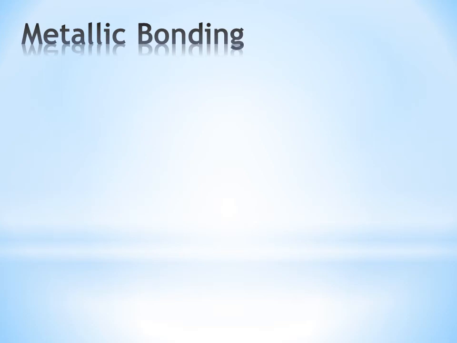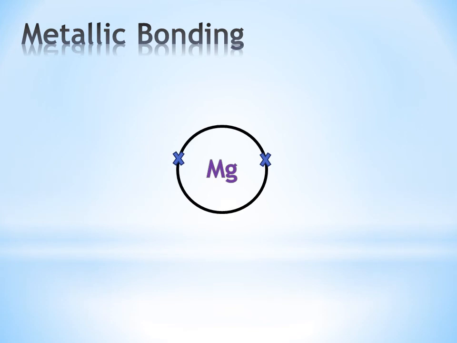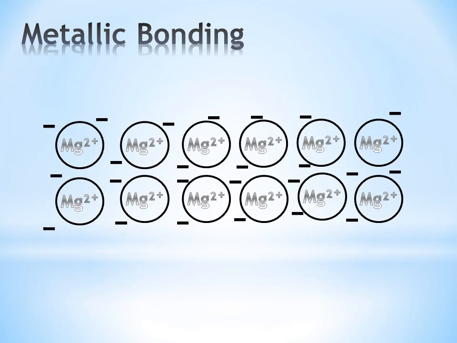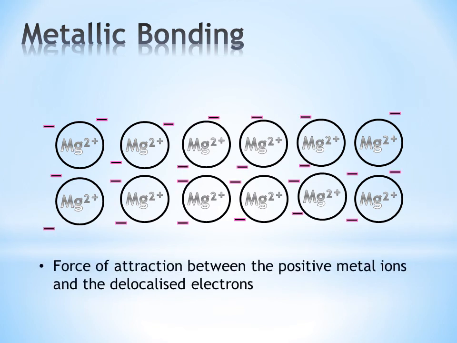Last of all, we have metallic bonding, which is slightly different to covalent and ionic bonding. If a metal such as magnesium doesn't have a non-metal present, it is able to lose its own 2 electrons to form a full outer shell, and then forms a magnesium 2+ ion. These electrons are delocalized throughout the structure. So we can say that a metallic bond is the strong attraction between positively charged metal ions and delocalized electrons in the structure.